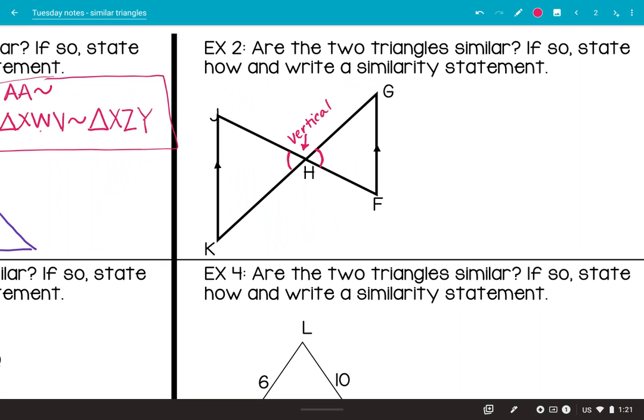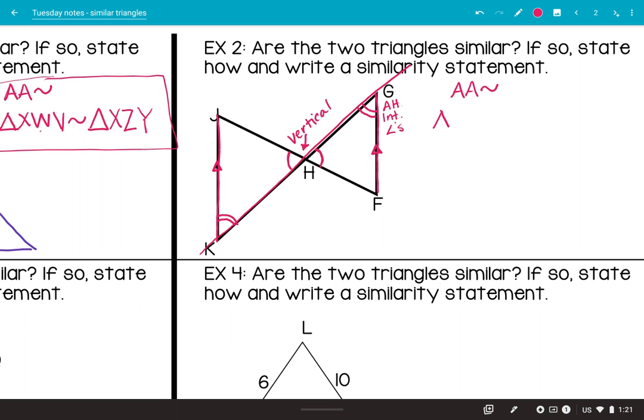Now the next thing we can see is that we have two lines that have little arrows through them. What this little arrow means is that they are parallel. So two lines that are parallel cut by a transversal, we can say that these two are equal because these are alternate interior angles. And we just proved the two angles are similar. So AA similarity.